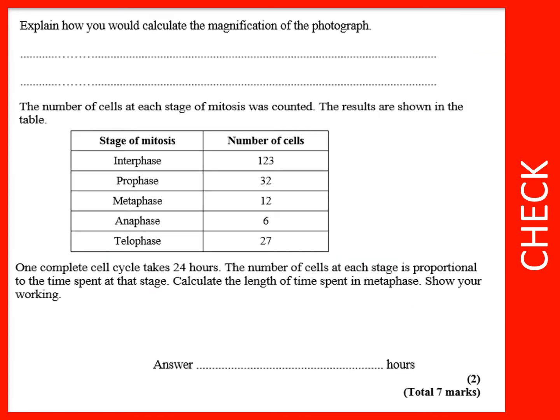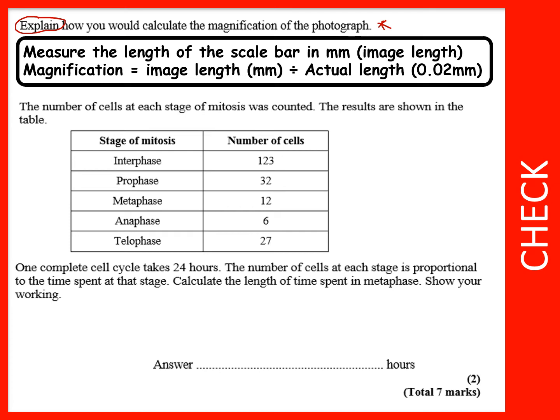Okay, in this question, it asks us to explain how you would calculate the magnification of a photograph. So obviously we're going to take the length of the scale bar in millimeters, that's the image length, and we're going to divide the image length by the actual length of the scale bar, which it tells us is 0.02 millimeters. Now obviously we don't need to convert units here because the length of the scale bar is measured in millimeters and the actual length is also given in millimeters. Sometimes we are going to convert the units from millimeters into micrometers, especially if the actual length is given in micrometers, but that's not the case here.